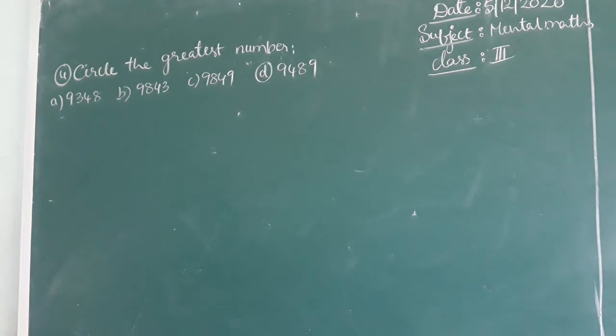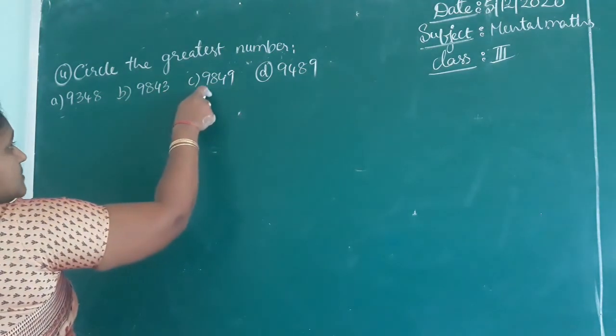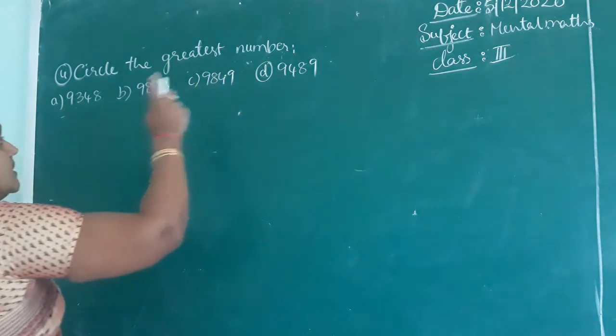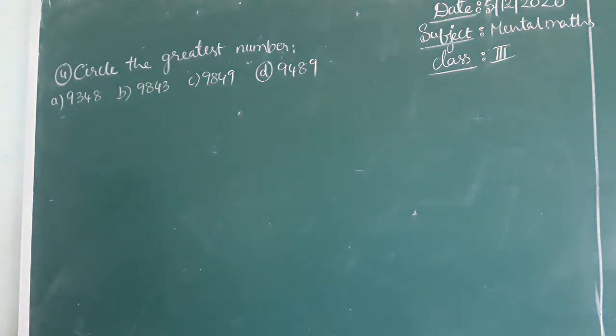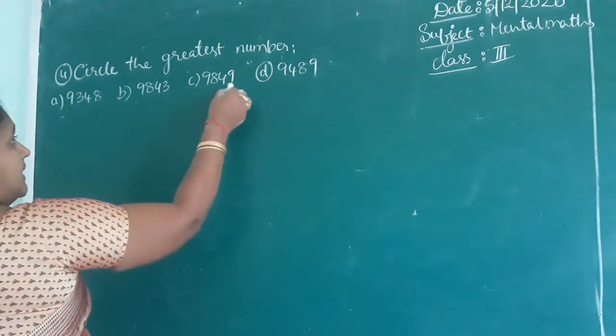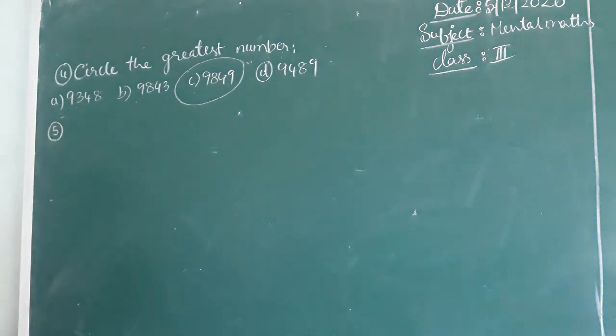See the numbers given. All stand at 9,000 only. 9,300, 9,843, 9,849, 9,489. So A and D are smaller than these two. So B and C are the greater numbers. What are those? 9,843, 9,849. 9,849 is the greatest number.